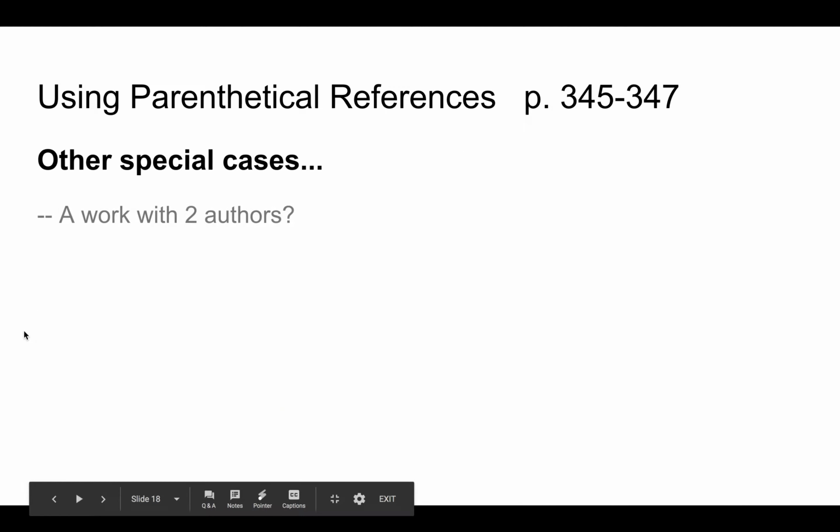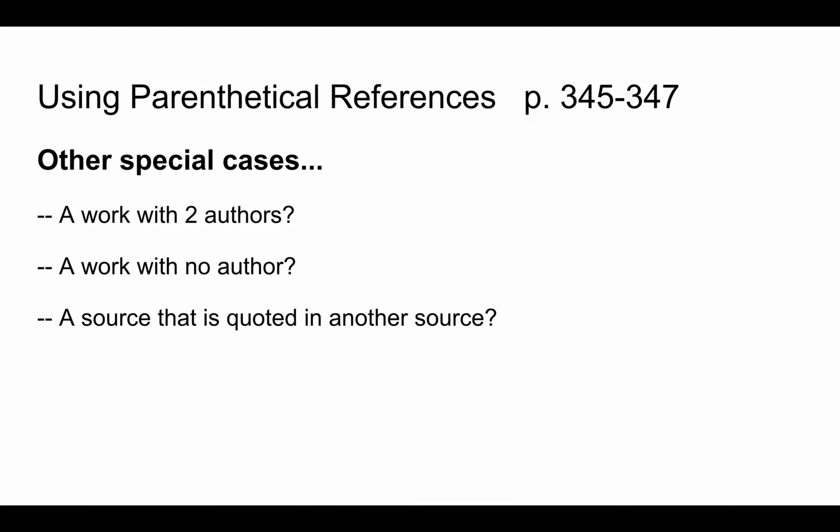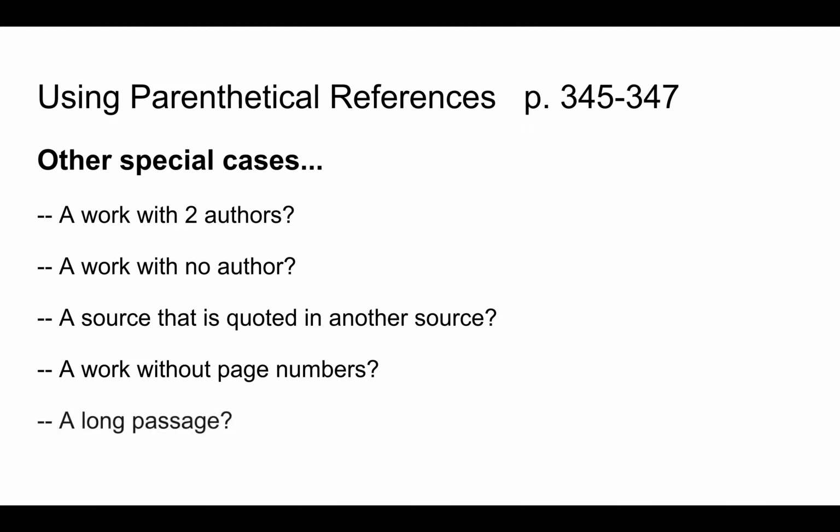There are other special cases as well. What do you put in parentheses when the work has two authors, when it has no author? A source that's quoted in another source. A work without page numbers. If there's no page number, what do you do instead of the page number? What if it's a really long quotation that you want to include?